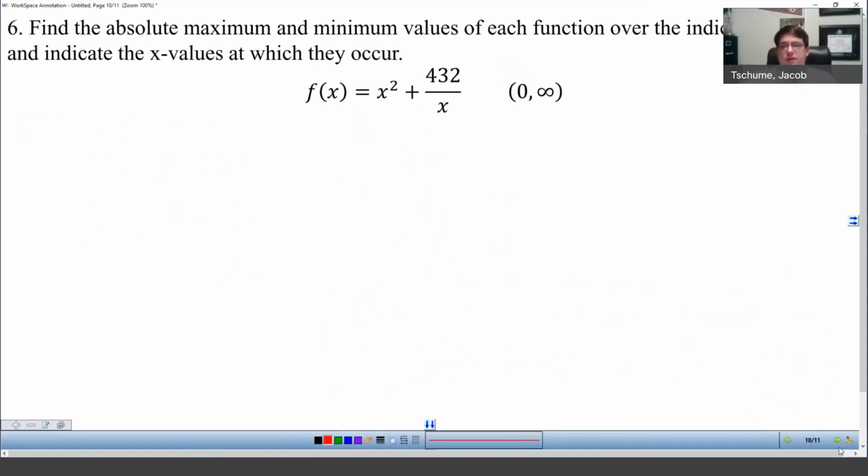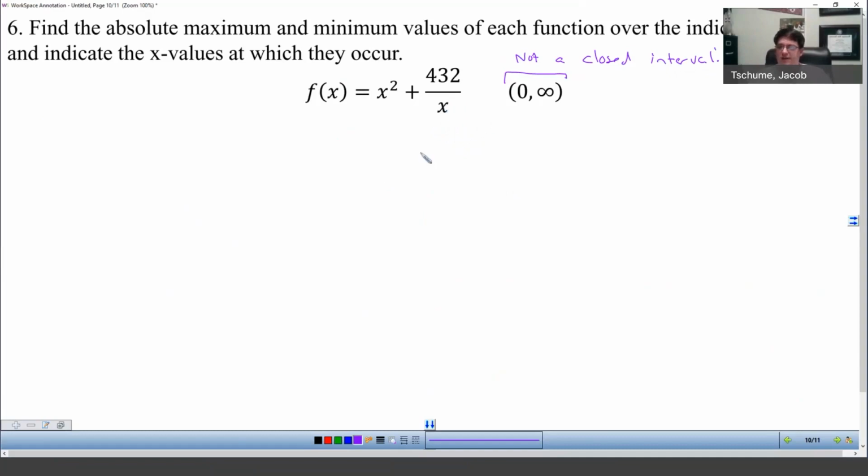All right, now we get to an issue where what happens if you don't have a closed interval? We don't see this a lot, but here's one example to show you how it works. Same instructions. This time we're going to do f of x equals x squared plus 432 divided by x. Notice though that the interval is from 0 to infinity. This is not a closed interval. So what that means is that you are not guaranteed to have an absolute max and min. What you will have to do is find the critical values of this and figure out which one it is, if you have any of them.